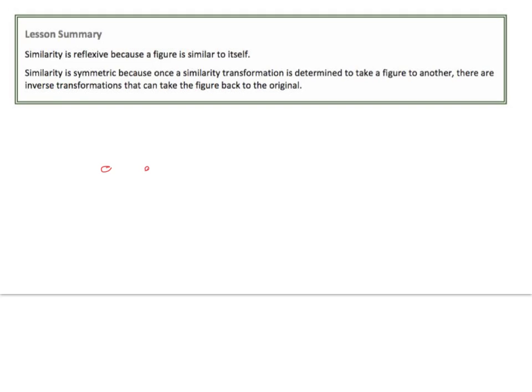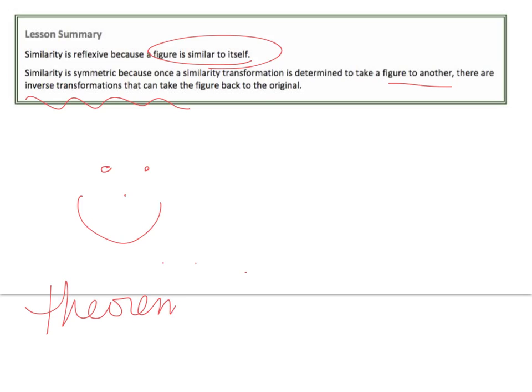That was a nice lesson. Similarity is reflexive because a figure is similar to itself, and similarity is symmetric because once a similarity transformation is determined to take a figure to another, there are inverse transformations that can take the figure back to the original. And then we also talked about the theorem of similar triangles. Awesome. Good job.